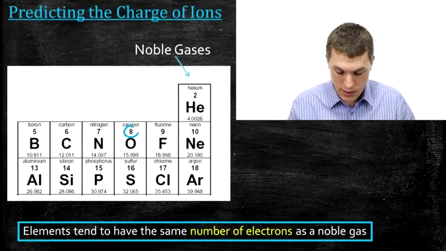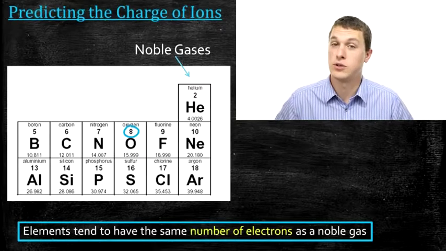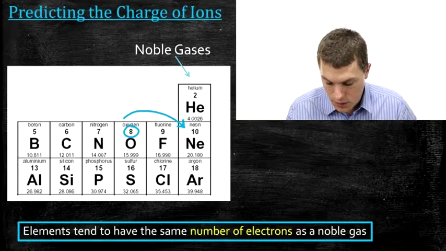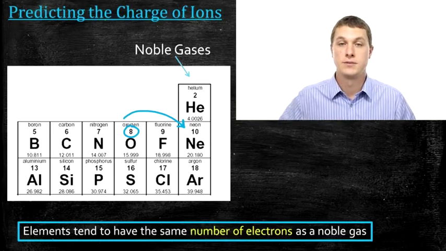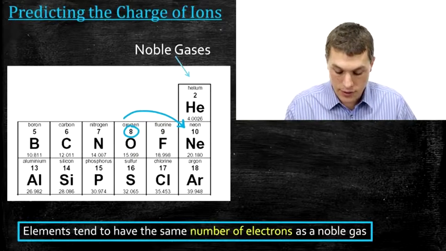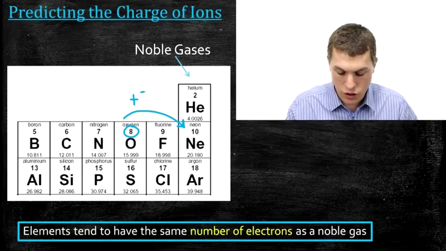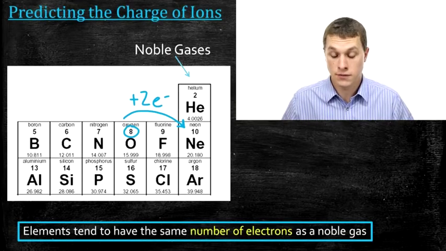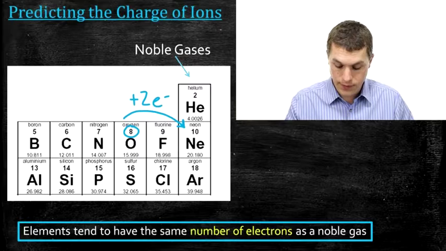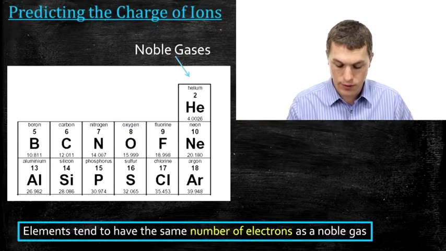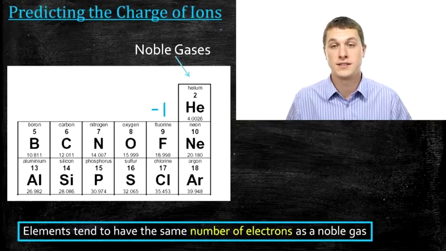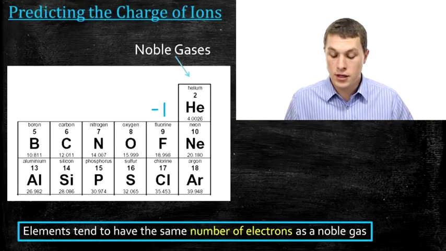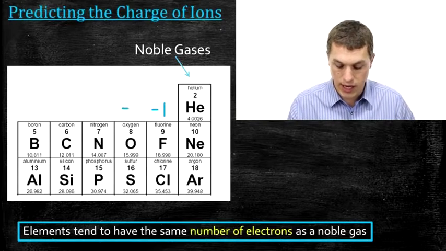Well, oxygen has 8 protons, and hence when it's neutral, 8 electrons. And if it wants to go to neon, well, then it's going to have to gain 2 electrons to go from 8 to 10. So that means that oxygen is going to tend to gain 2 electrons. And when oxygen gains 2 electrons, it becomes charged with a -2. So that means that what we have here is that the first column with fluorine and chlorine tends to become charged -1 because they need to gain 1 electron to look like a noble gas. On the other hand, the elements in the group with oxygen tend to be charged with a -2.